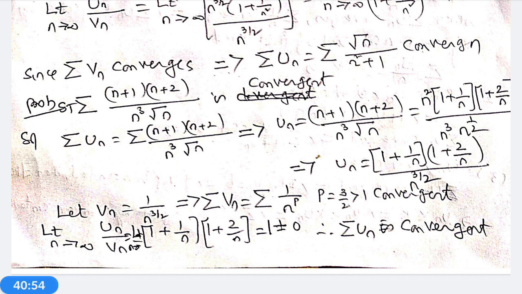Therefore, sigma v(n) convergent. Limit n tends to infinity u(n) by v(n) is equal to limit n tends to infinity 1 plus 1 by n into 1 plus 2 by n, is equal to 1 plus 0 into 1 plus 0, is equal to 1, not equal to 0. Therefore, by limit comparison test, sigma (n plus 1) into (n plus 2) by n cube root n converges.